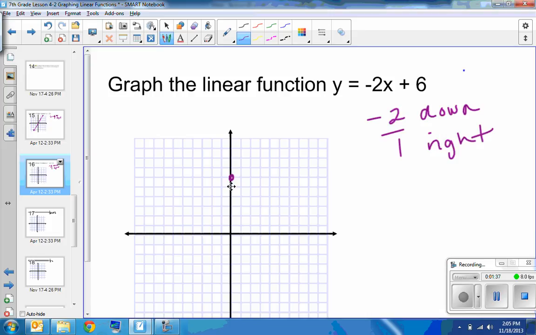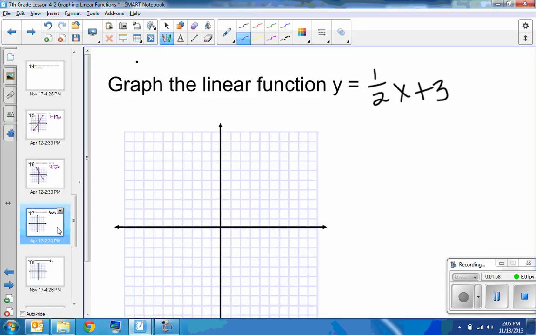And I go down 2, to the right 1. Down 2, to the right 1. Down 2, to the right 1. Opposite, up 2, to the left 1. Then I'm going to graph my line. Since it's a negative slope, we know we should have a line that goes downward.